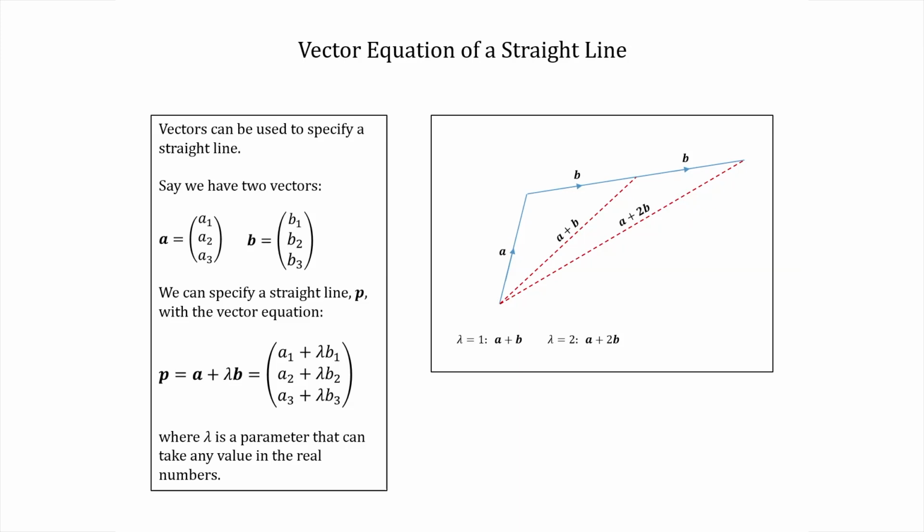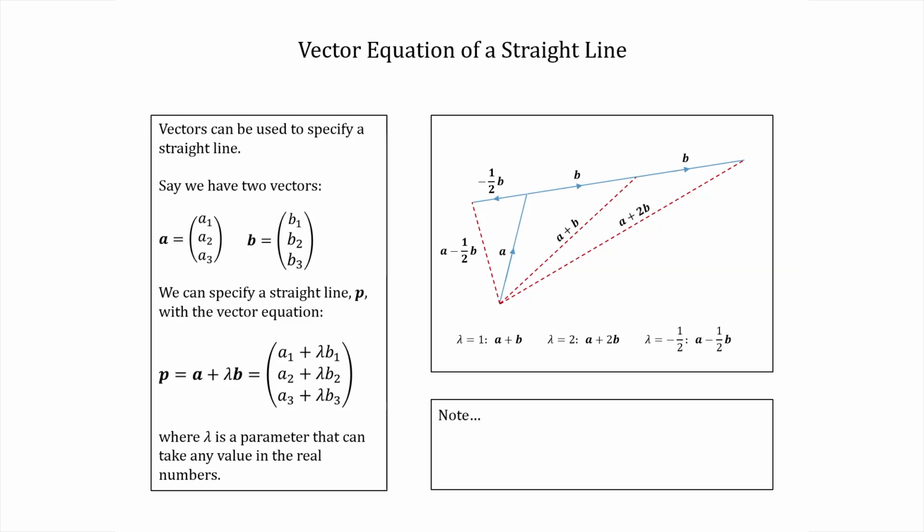Remember, lambda can be any real number. So what about minus a half? So we travel along a and then along half of b in the opposite direction to b. So a minus a half b is this vector. So you can see we always move along a and then we move along some multiple of b. So we always arrive at a point on this line. Hence, the equation gives a specific line in 3D space.